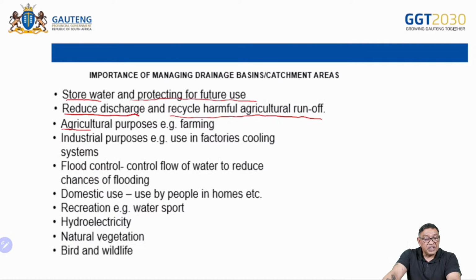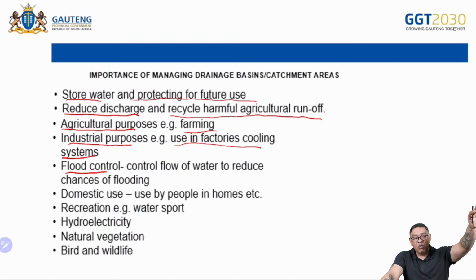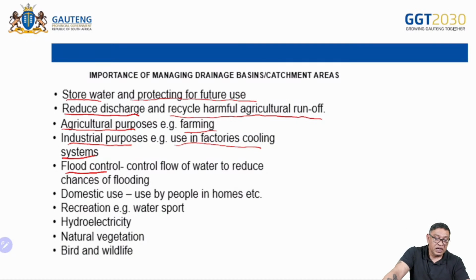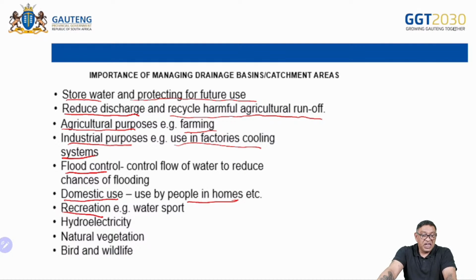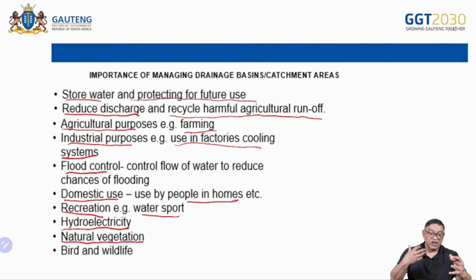Agricultural purposes: farming needs fertile soil. Industrial purposes, for example, use in factories for cooling systems. Water supply. Flood control. If you remove all the vegetation in the upper regions, water will flow quicker and therefore cause more flooding in areas lower down. Maybe it's a settlement that could be flooded. Domestic use by people in their homes. Recreation, water sports on the rivers, generation of hydroelectricity if there are waterfalls. The natural environment: protecting the natural vegetation, the different flora in the area, bird life and wildlife. So it's also about protecting the fauna and the flora of the area.